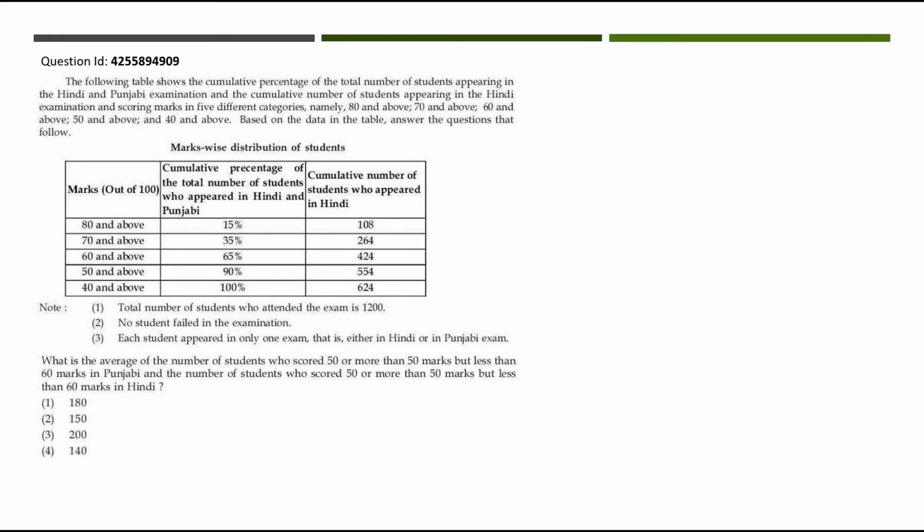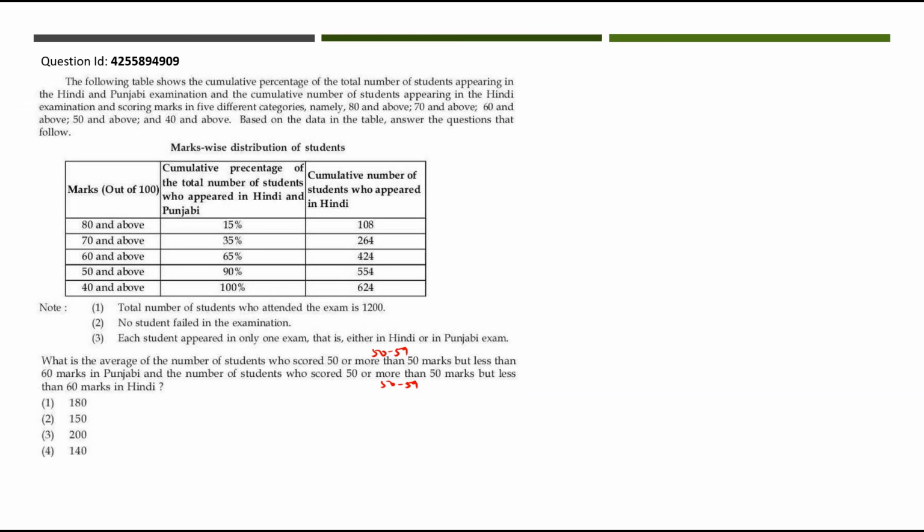Next question. What is the average of the number of students who scored 50 or more than 50 but less than 60 in Punjabi, and the number of students who scored 50 or more than 50 but less than 60 in Hindi? The range is 50 to 59 in Punjabi, and this is also the same range for Hindi. So this time we don't have multiple calculations, because once we calculate for Hindi we can deduct it from the Hindi and Punjabi count.